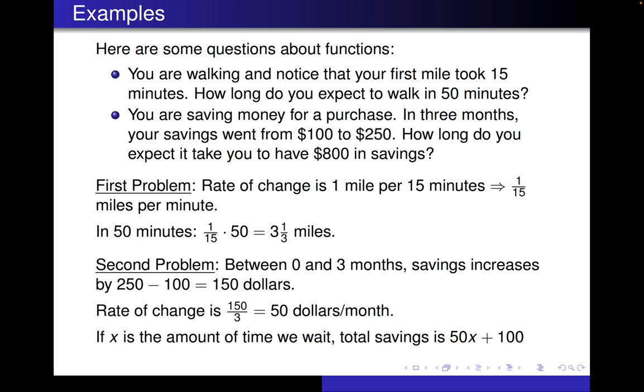So we take the $100 we had at the beginning, add on to that the amount that we saved in those 3 months. And since we want that to be $800, we set that quantity, 50x plus 100, equal to 800. And then this becomes a pretty straightforward equation that we can solve. And when we solve for x, I won't bore you with the details, we end up with x equals 14. And since our units are in months, that is 14 months that it will take to get from $100 to $800.